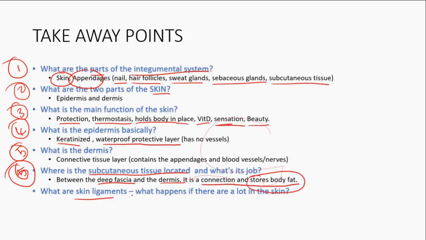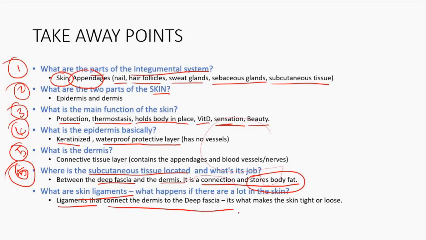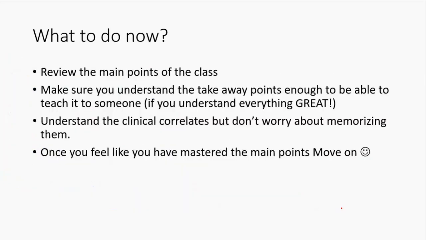And finally, what are skin ligaments? These are ligaments that connect the dermis to the deep fascia, and it's what makes the skin tight or loose. Remember, you have more skin ligaments on which side? The upper part of your hand or the palmar side of your hand? Right, more skin ligaments on the palmar side of your hand. Perfect.